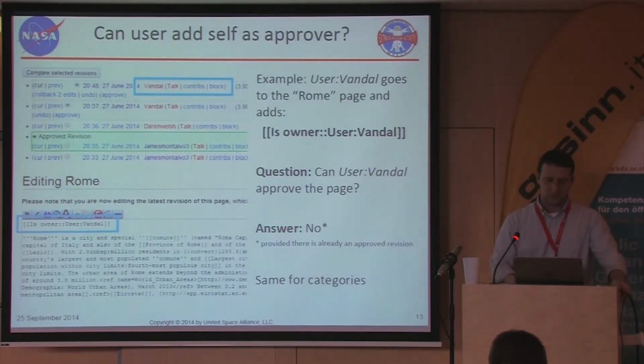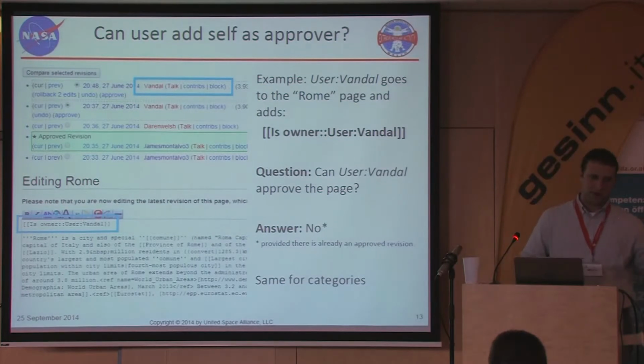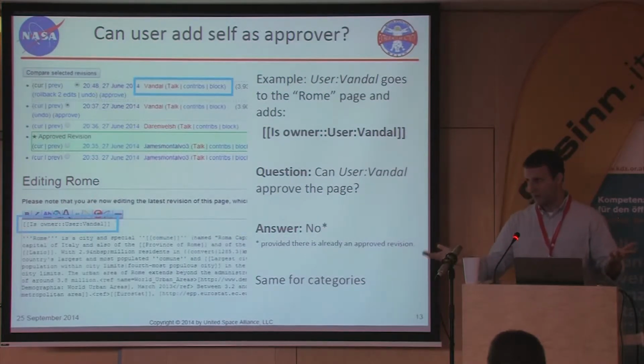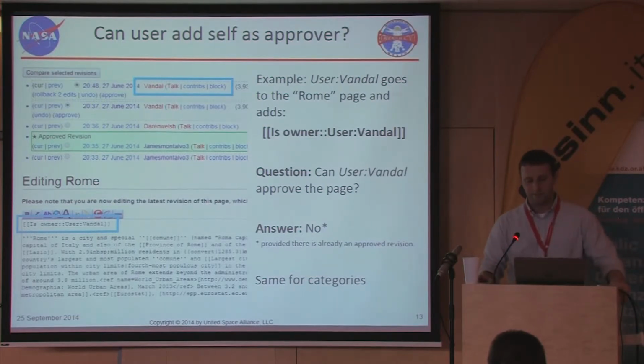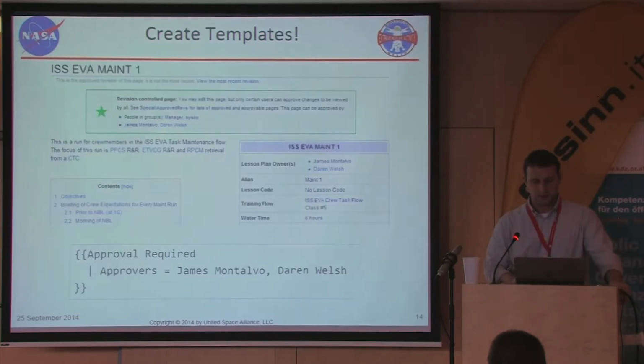And as I said before, same goes for categories. If a page has a category that I can't approve, but there's another category that I am able to approve, if I add that category to the page, it doesn't allow me to just start approving that page.